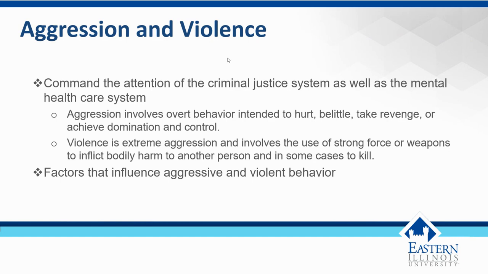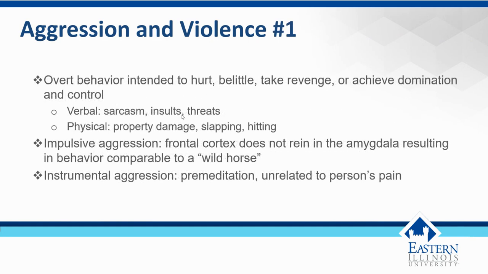So aggression and violence can command the attention of the criminal justice system as well as the mental health care system. So aggression involves overt behavior intended to hurt, belittle, take revenge, or achieve dominance and control. And violence is extreme aggression. So know the difference between those two. And factors that can influence aggression and violence behavior, that's going to depend on the patient, right? Depending on what they're going through. But a lot of different factors can increase that.